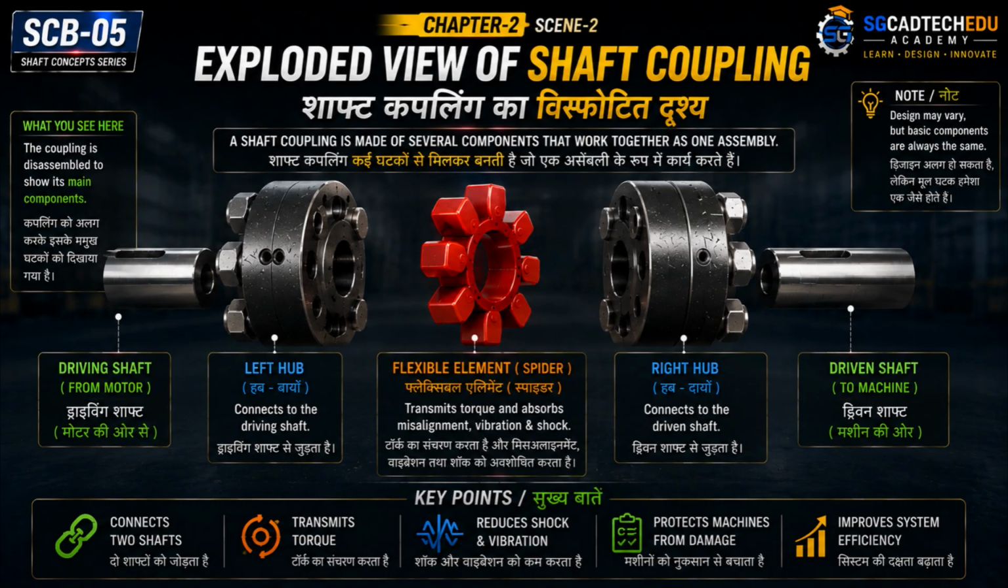From left to right, we have the driving shaft, the left hub, the flexible element or spider, the right hub, and finally the driven shaft. In the next few scenes, we'll examine each of these components individually and understand its specific function.